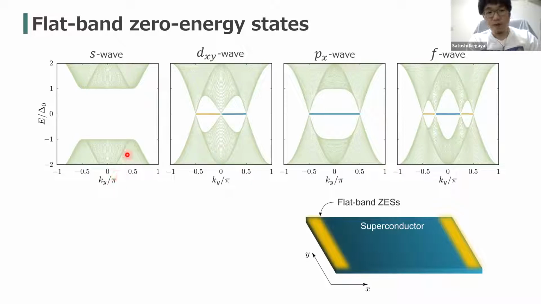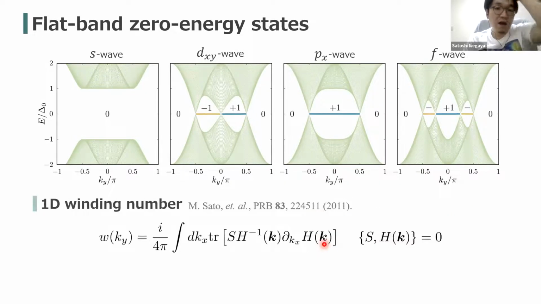In the case of S wave, we have a fully gapped spectrum reflecting the isotropic gap function. But in the case of D wave, we have gap nodes at certain points. More importantly, we have flat band zero energy states connecting these nodes. We can also find flat band zero energy states in P wave and F wave superconductors. And recently, it has been shown that these flat band zero energy states bound in the vicinity of the interface are a kind of topological object.